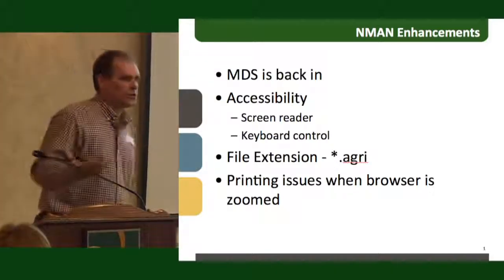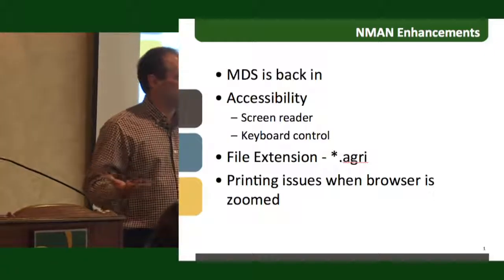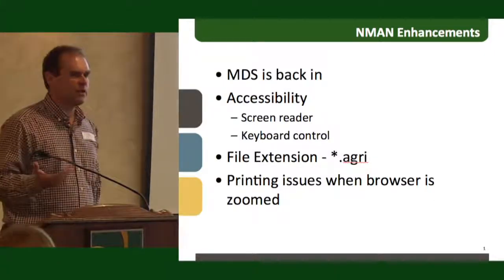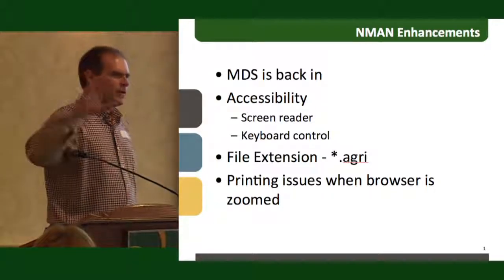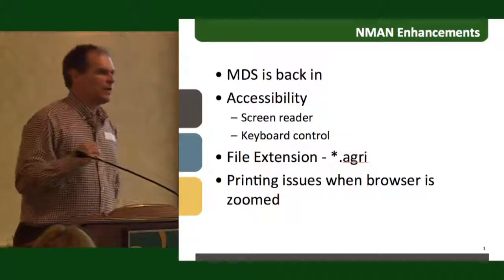Probably the most visible change when you go to open a file, it's not being saved as an NM3 file anymore, it's being saved as a .agri file. When you go to open something, it looks for both the NM3 and the Agri, but when it saves it, it saves as a .agri.